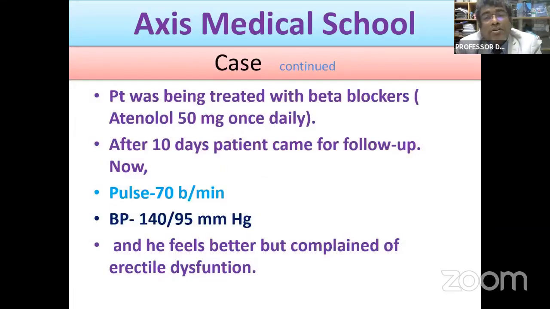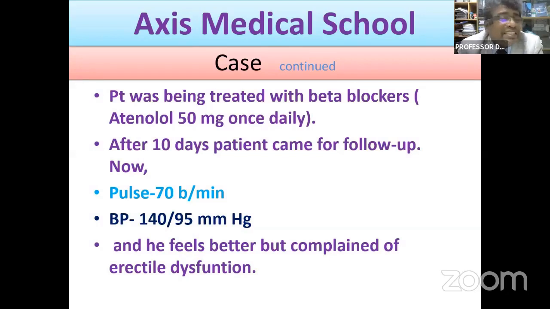So if we continue the case scenario, this is the first case scenario. The patient was being treated with a beta blocker at around 50 milligrams once daily, and after 10 days, the patient came for follow-up. Now the pulse is reduced to 70 beats per minute, and blood pressure is also reduced to 140 by 95 millimeters of mercury. But as the patient is a young male of 40 years old, he complains of erectile dysfunction due to the beta blocker.